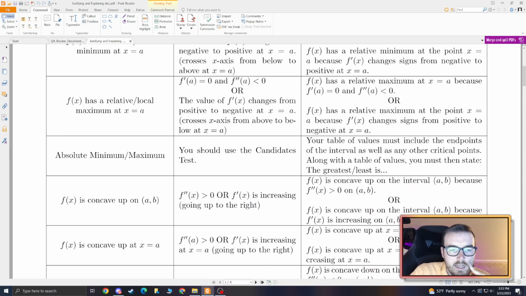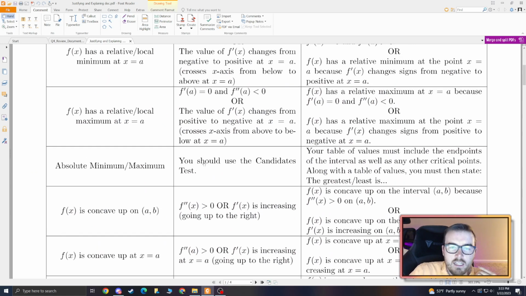An absolute min or max can be found by using the candidates test. The candidates test is when you make a table of values, and you test the endpoints, endpoint 1, endpoint 2, and any critical points in between. We want to test all the critical points. What's a critical point? When the derivative is 0. So that's what we're going to do.